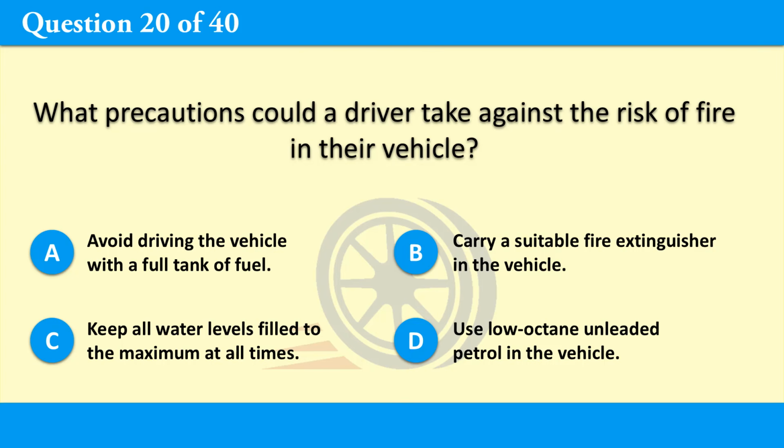What precautions could a driver take against the risk of fire in their vehicle? A. Avoid driving the vehicle with a full tank of fuel. B. Carry a suitable fire extinguisher in the vehicle. C. Keep all water levels filled to the maximum at all times. D. Use low-octane unleaded petrol in the vehicle.